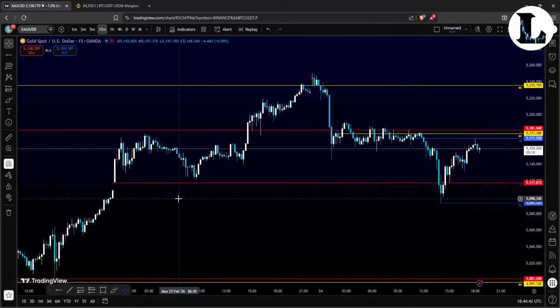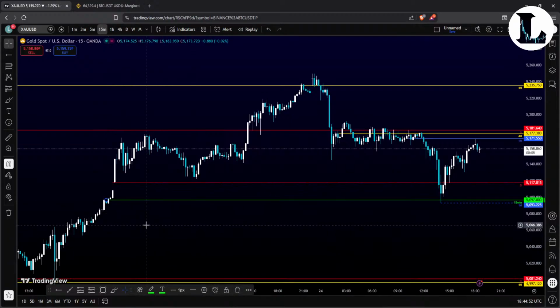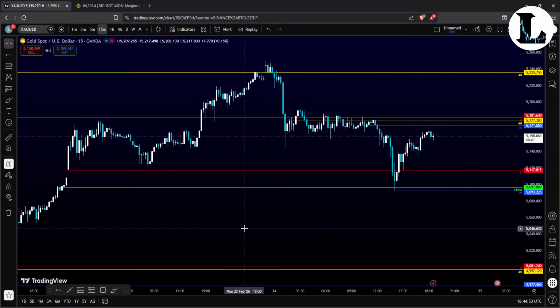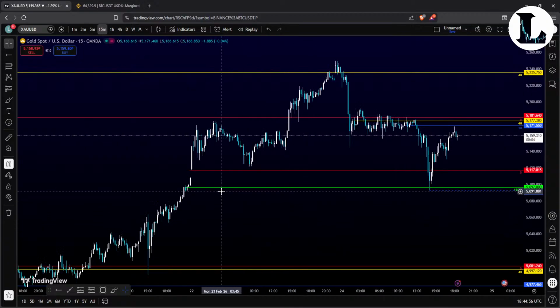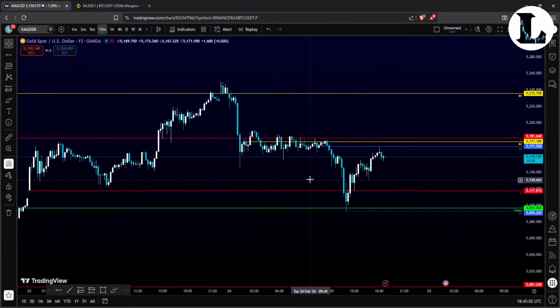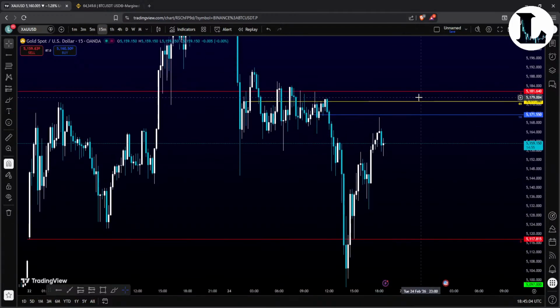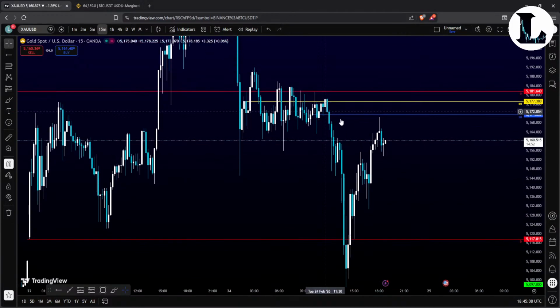It's probably a 15 here. I'm going to mark the body. We did not go to the break level there. We did not go to this 15 yet.